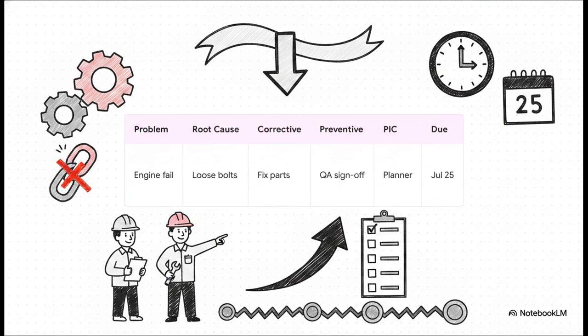We don't just list the problem and the root cause we just discovered. We clearly define exactly what needs to be done, assign a person in charge, the pick, and set a hard due date. A maintenance planner uses this tool to force the team to move beyond just talking about a fix, turning it into an undeniable, scheduled mandate.